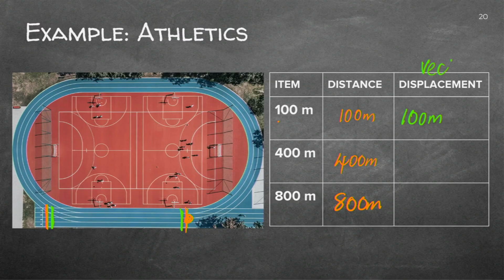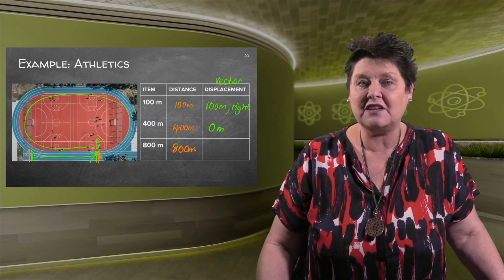Remember, this is a vector. It will be 100 meters to the right, or to the east, or to whichever direction you have indicated. The 400 meter, be careful. We start here. We run around the track, but we end there as well. So what is the displacement? I'm exactly at the same place. It's 0 meters. You could obviously say, why did I run? I actually ended where I started.